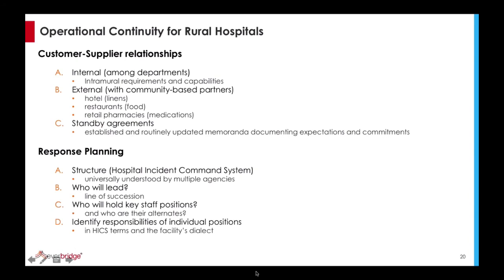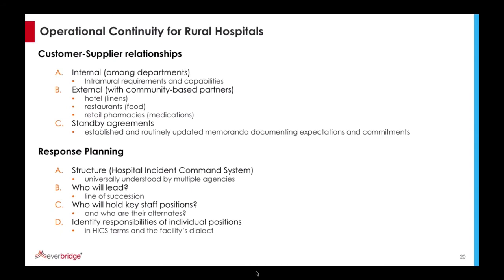The operational continuity, again, needs to consider, as we've said, customer-supplier relationships, mostly external, but in some cases internal. It would be prudent among the departments in your hospital to consider what each needs from another in the hospital. These are intramural requirements and capabilities. What is it that the emergency department would need from the laboratory? What is it that the medical surgical floor would need from the emergency room, whether it's information or resources, in order to execute its particular mission within the institution?